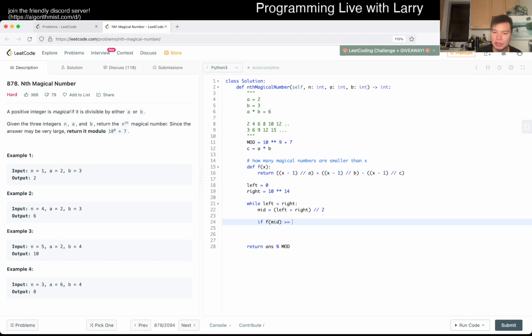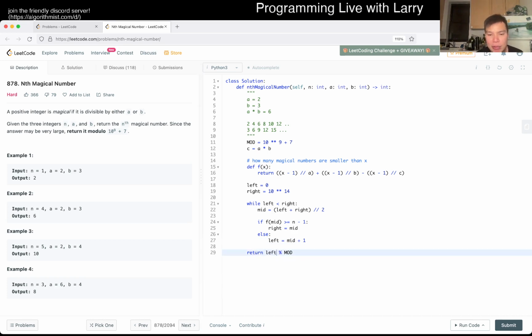So if it's equal to or greater than this, then what does that mean? That means that this is now an upper bound, right? Because every number that's bigger than this will have more than n minus 1. So now we can move the upper bound down, and that means that n is inclusive, because f of mid equals n minus 1 is a possible answer. So this is inclusive, so we do this. Otherwise, mid is not a possible answer, and that's why we do mid plus 1 like this. And that's pretty much it.